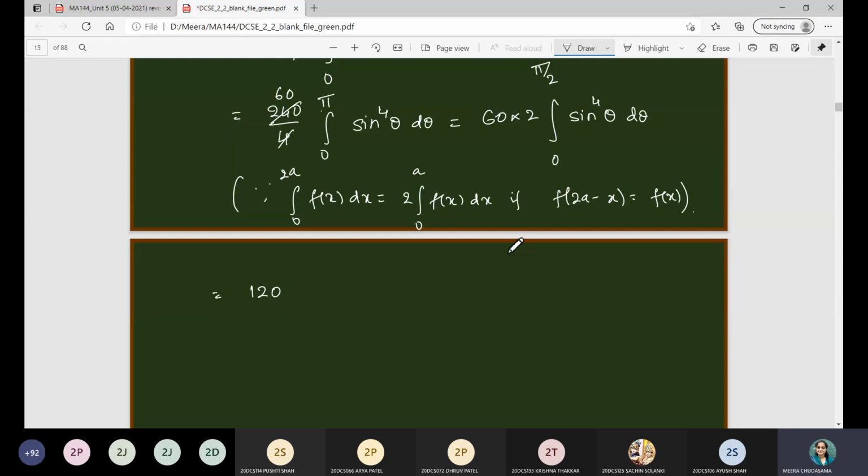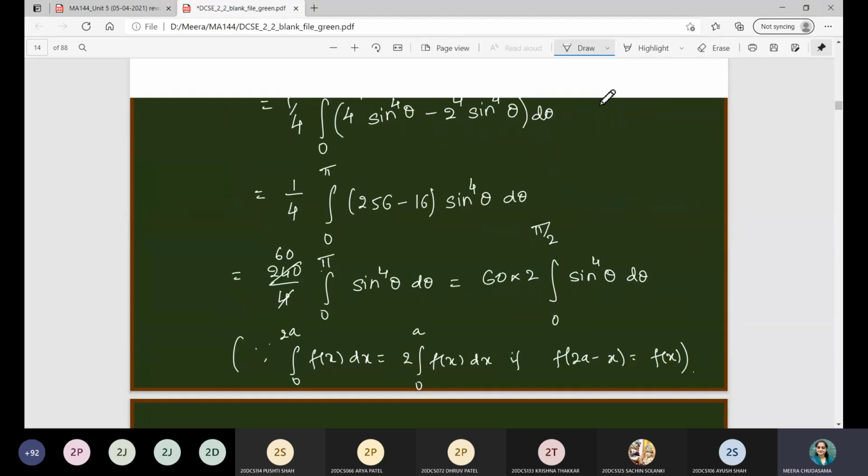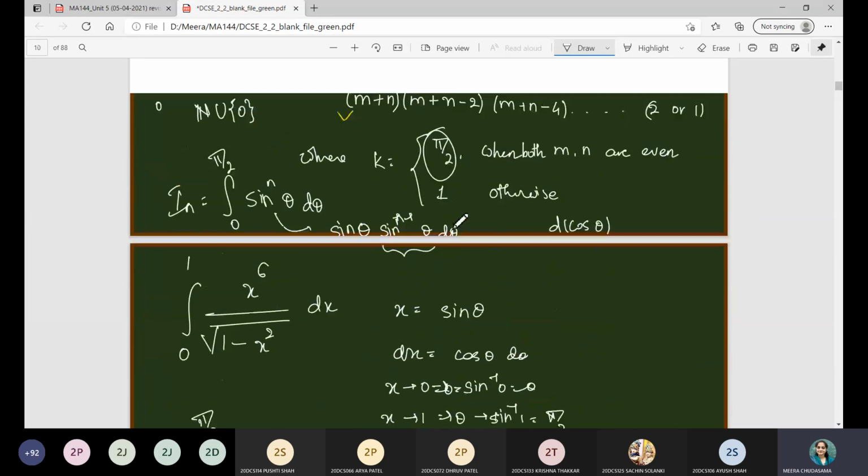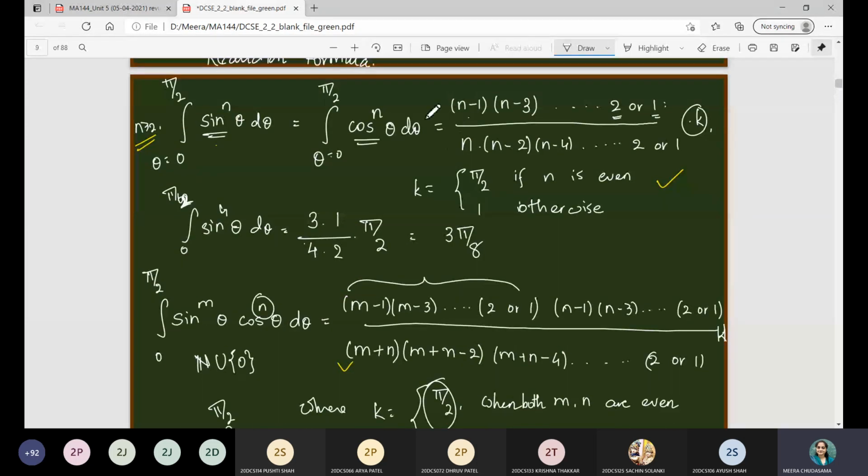And now let us use the reduction formula. To use the reduction formula, we must have the upper and lower limits as pi by 2 and 0 respectively. And now n is 4. Let me recall the reduction formula also. If n is the power, the numerator will start from n minus 1 and go up to 2 or 1. And the denominator will start from n and end at 2 or 1, and if n is even you have to put pi by 2, otherwise 1, right?